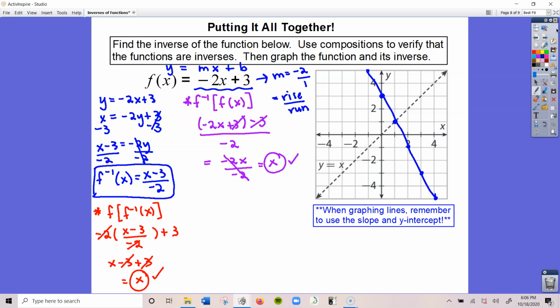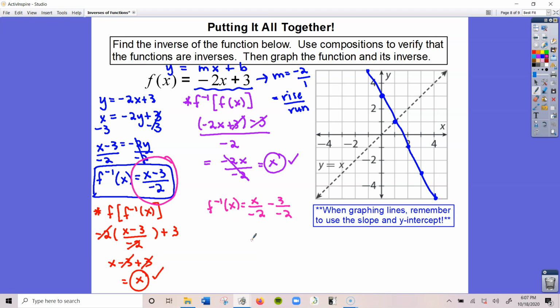Now we're going to go ahead and graph the inverse. Now the inverse does not necessarily look like y equals mx plus b, because what we have for the inverse, as you can see, is this x minus 3 all over negative 2. But what we can do is split up that fraction. What I mean by that is everything here, this x is divided by negative 2, and that negative 3 is also divided by negative 2. So I'm going to split this up. So this is x over negative 2 minus 3 over negative 2.